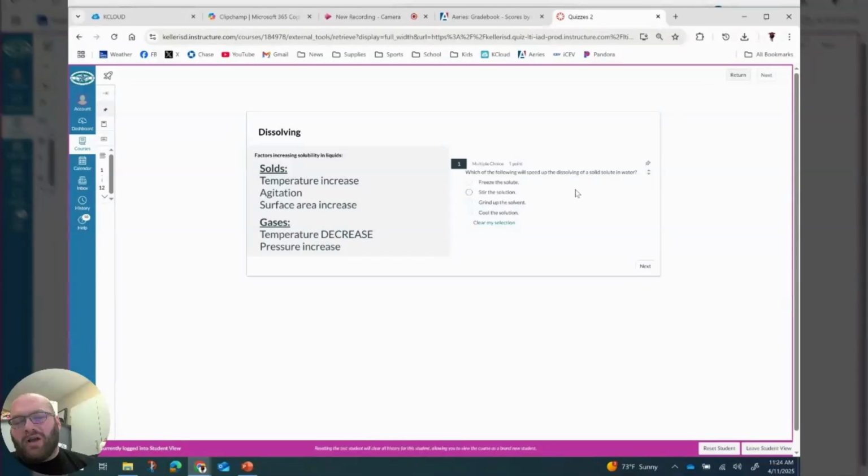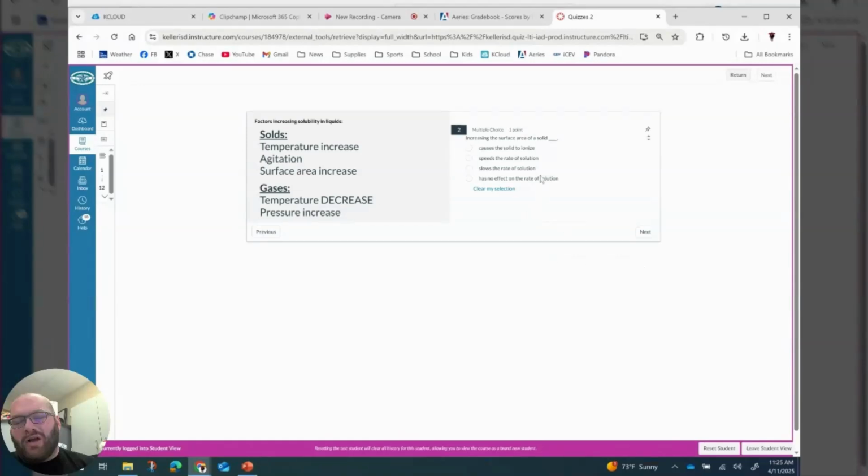So here's one question: which of the following will speed up the dissolving of a solid solute in water? So increasing solid in water. So to increase it, we either increase temperature, we agitate it, or increase surface area. And so freeze the solute, that's making it colder. Stir the solution, that's agitation. Grind up the solvent, that would be like you're grinding up the water. It doesn't work that way. And then cool the solution, that would decrease solubility. You want it hotter. So stirring is the best answer there.